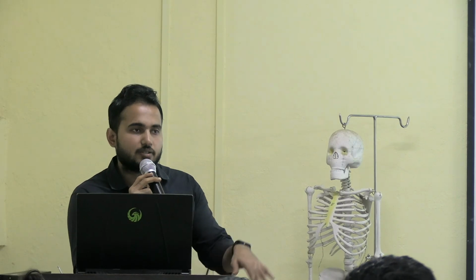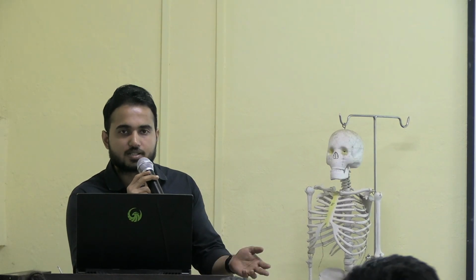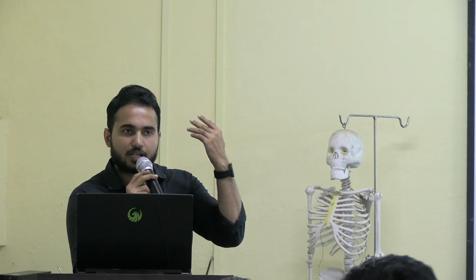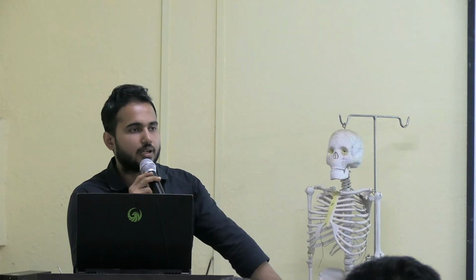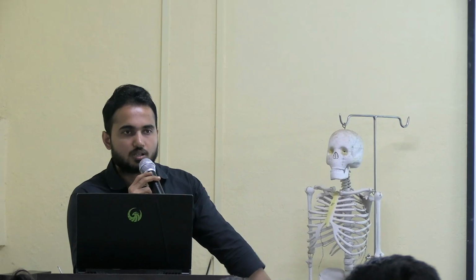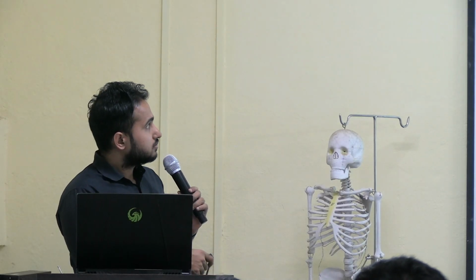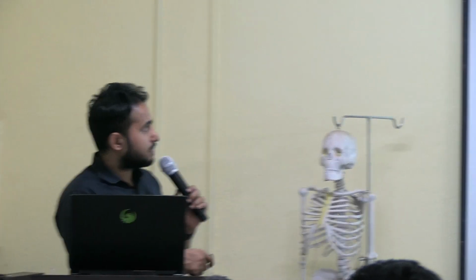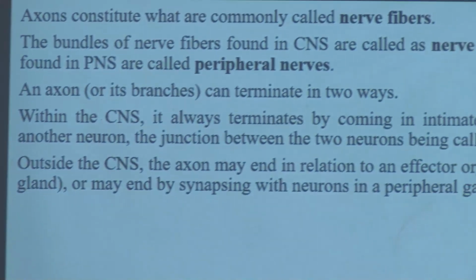Various information, or you can say impulses, are carried towards the brain, and from the brain it goes towards the periphery or into the different organs with the help of the tracts. These tracts are nothing but the collection of nerve fibers. And in the peripheral nervous system, those nerve fibers are also called peripheral nerves.